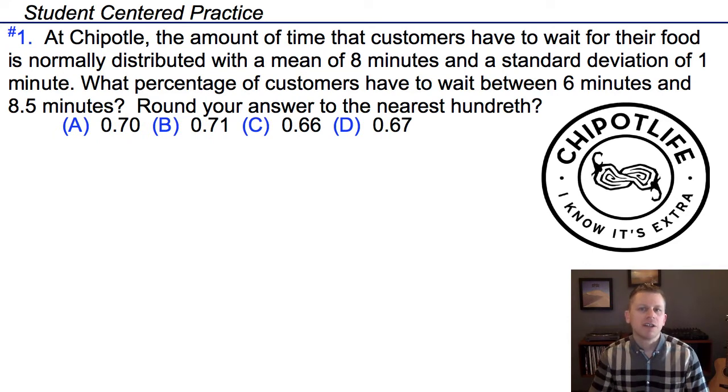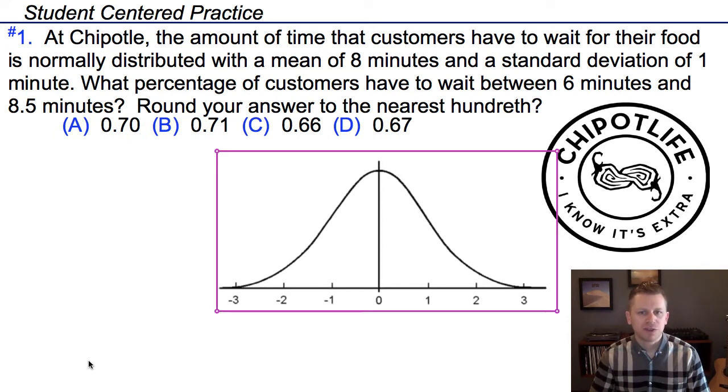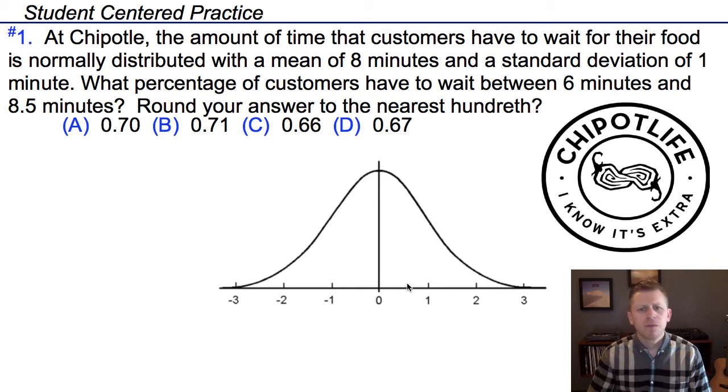First thing I want to do here is sketch a blank normal distribution curve. You can do this on your own paper. It's very simple to do. Now what I want to do is place the mean below 0. The mean here is 8 minutes. Now use the standard deviation of 1 minute to find values above and below. 1 minute more than 8 would be 9 minutes. 1 minute below 8 would be 7 minutes, 6 minutes, and so on.